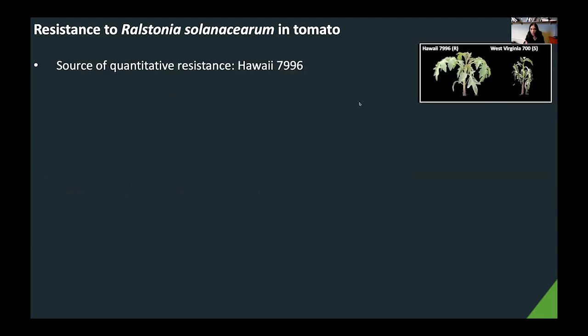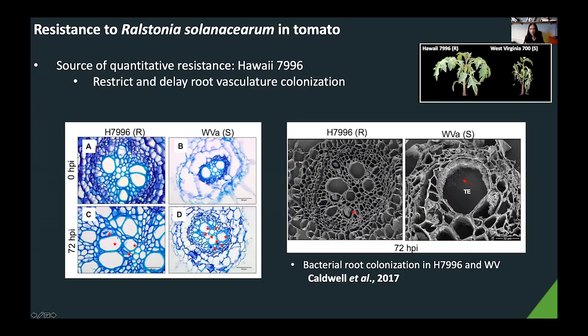The major source of quantitative resistance that we use is from a genotype called Hawaii 7996, shown here. And you'll also hear me talk a lot today about this genotype, West Virginia 700. We have some idea of resistance mechanisms in Hawaii and in other resistant tomatoes. We know that resistant plants do get infected with bacteria.